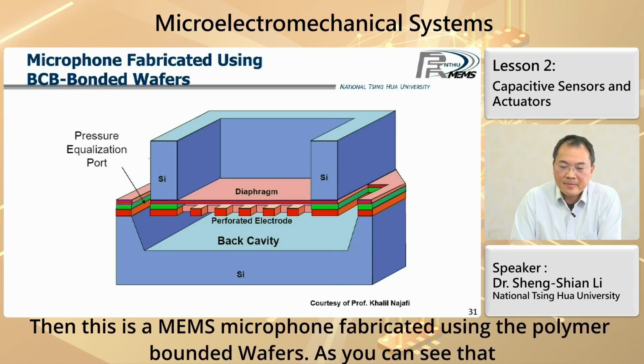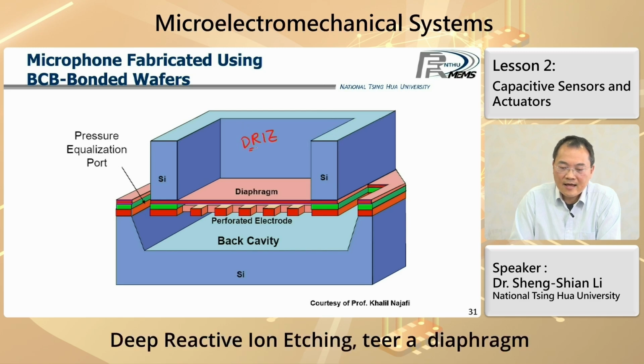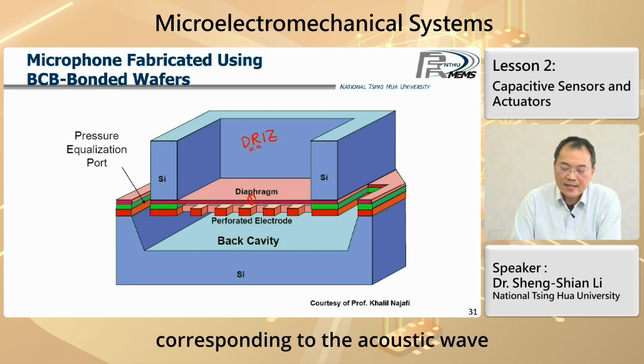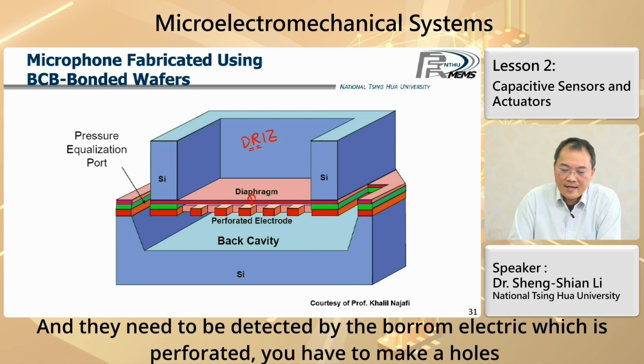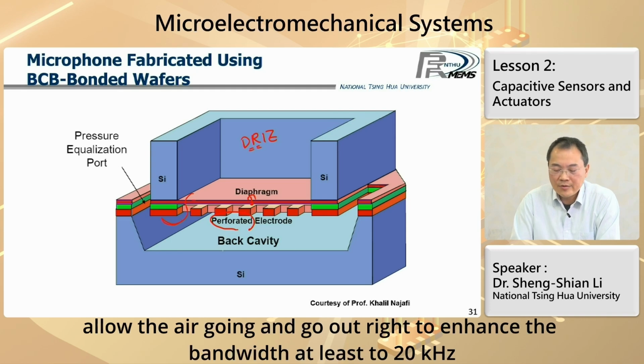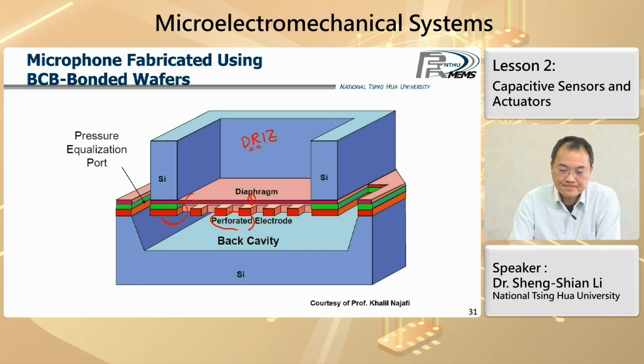Then this is a MEMS microphone fabricated using polymer bonded wafers. You can see that the silicon wafer at the backside is removed by DRIE, deep reactive ion etching, until the diaphragm. And the diaphragm will vibrate since it's very soft, corresponding to the acoustic wave. And it needs to be detected by the bottom electrode, which is perforated. You have to make holes, allowing the air to go in and go out, right, to enhance the bandwidth to at least 20 kHz to meet the spec of the microphone.